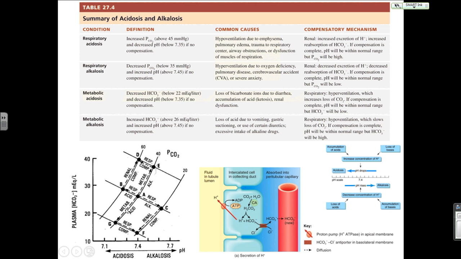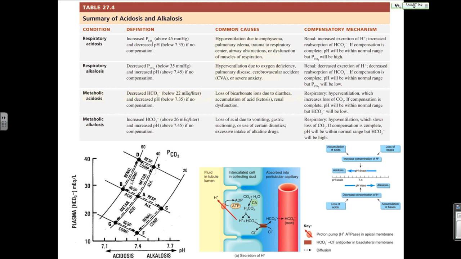Metabolic alkalosis is shown right here. PCO2 doesn't change, but bicarb levels go way up. Vomiting can cause this. This time we're going to hypoventilate to go to 60. pH goes back to 7.4. So notice that the goal overall is to always get back to 7.4. It's just how we get there that's different.